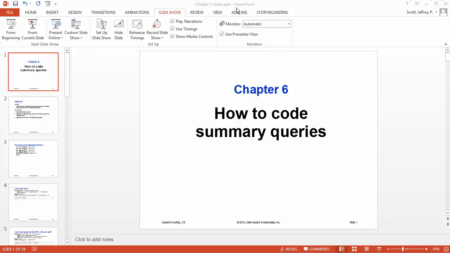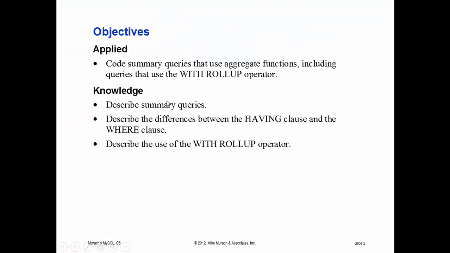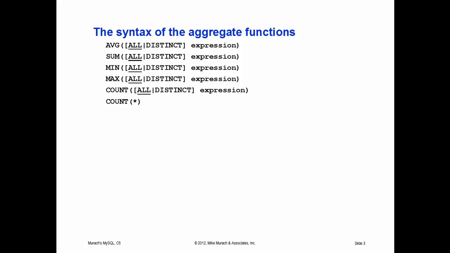Now, when you start looking into summary queries, the first thing to realize is that there are about 6 of them. So that's what we're going to talk about. When we get done talking about summary queries, we'll talk about the roll-up operator, the having clause, and we'll try to put it all together, okay?